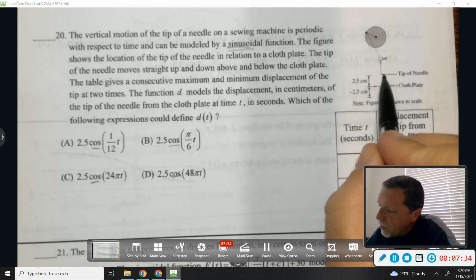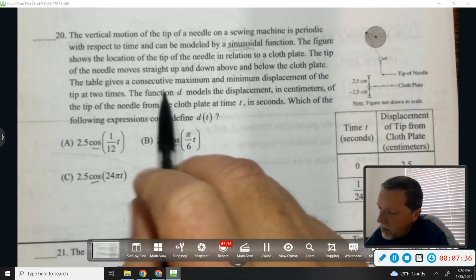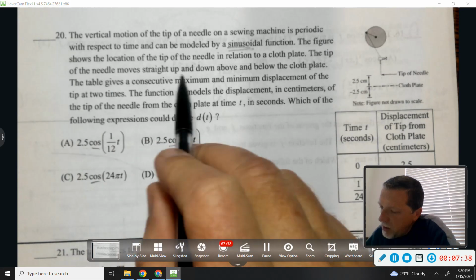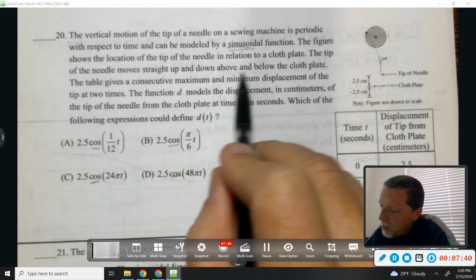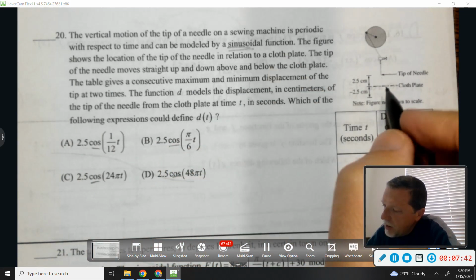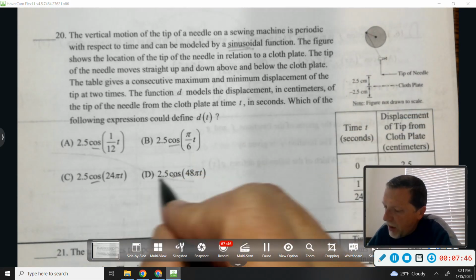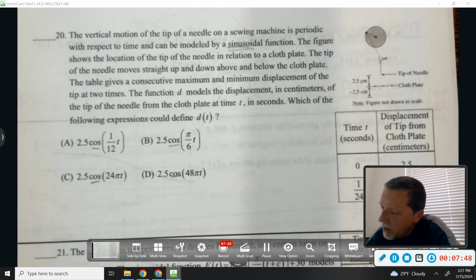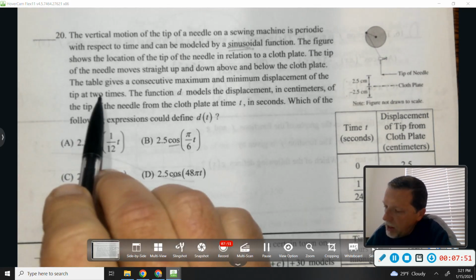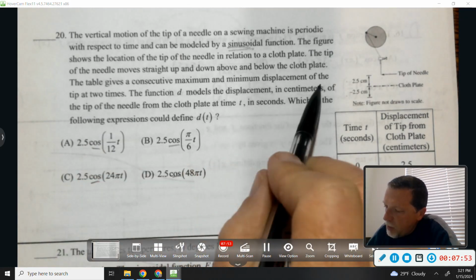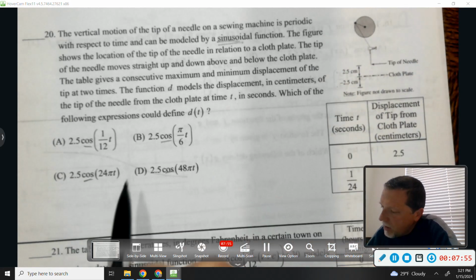Okay, so this is what we're measuring. The tip of the needle moves straight up and down, above and below the cloth plate. So above and below means I'm thinking amplitude is 2.5. Obviously that's what's going on here. The table gives a consecutive maximum and minimum displacement of the tip at the 2 times.